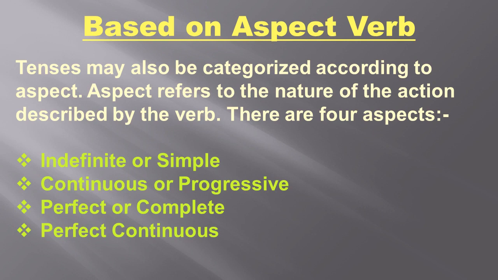So we have the general three tenses, present, past and future, and each of these is further classified into four subtypes based on aspect of verb, and they will be indefinite or simple, continuous or progressive, perfect or complete, and perfect continuous.